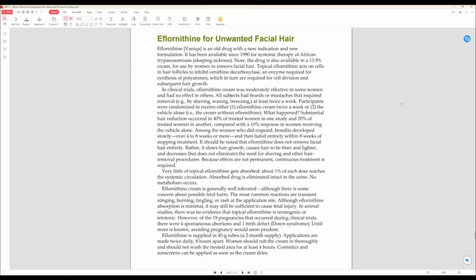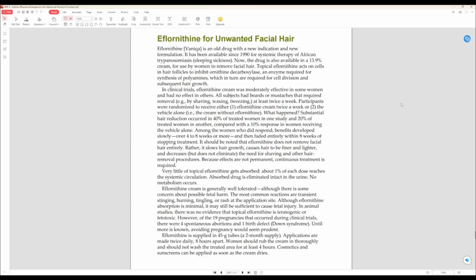In clinical trials, the cream was moderately effective in some women and had no effect in others. All subjects had beards or mustaches that required removal via shaving, waxing, or tweezing at least twice a week. Participants were randomized to receive either the cream twice a week or the vehicle alone. So what happened? Well, substantial hair reduction did occur in about 40% of treated women in one study and 20% of treated women in another, compared with the 10% response in women receiving the vehicle alone.